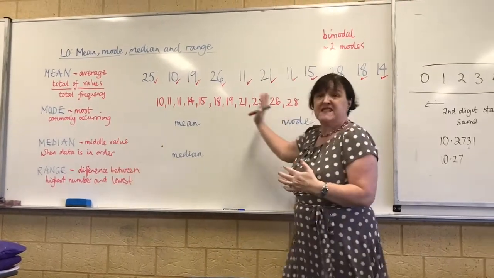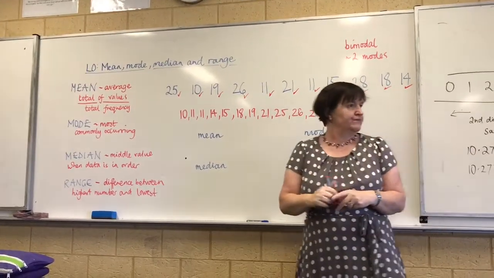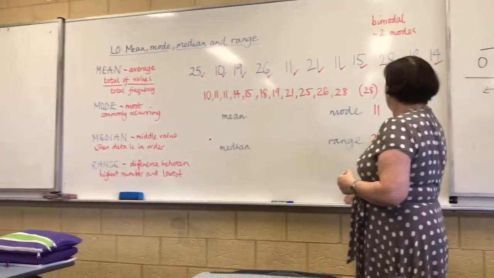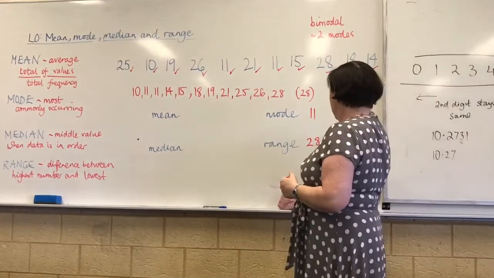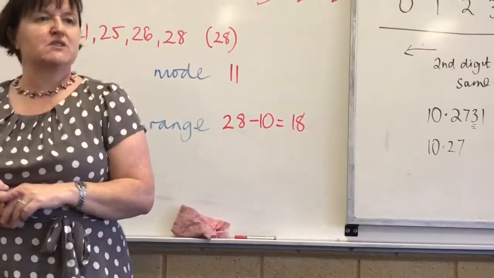Okay, so of this data set, the mode is 11. Right then, what about the range? Highest value, take lowest value. Alex? It's 28, take 10, which is, of course, 18. Well done. Now let's do the median then.